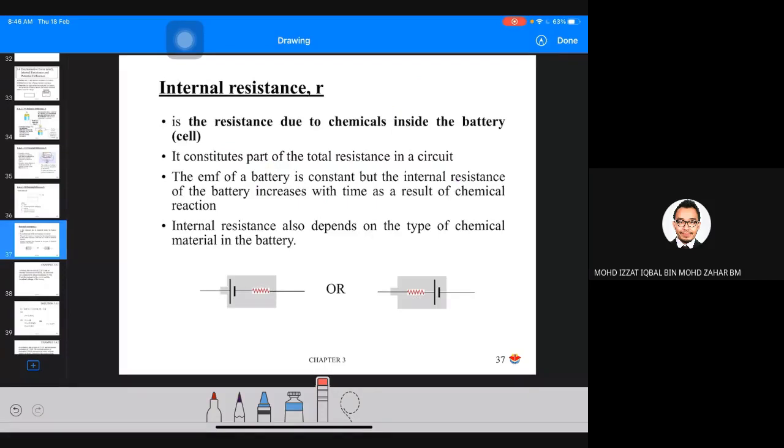Tak pasal voltage terminal, EMF dengan internal resistance. 3 kuantiti ni ada tak soalannya, tak faham?